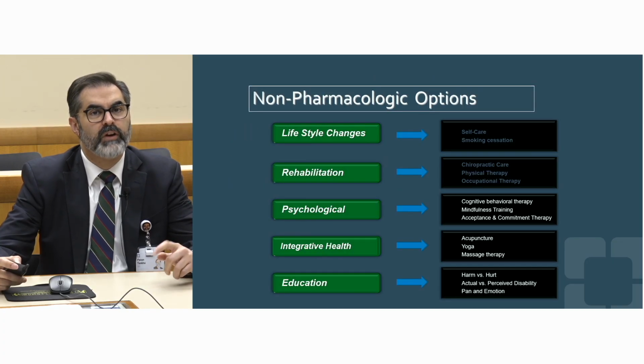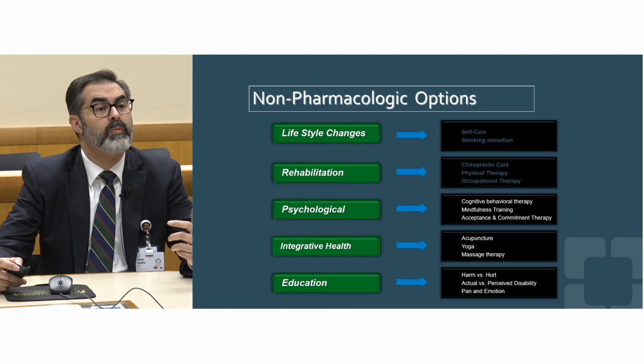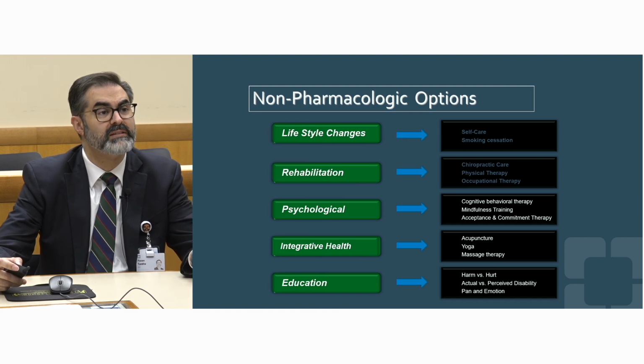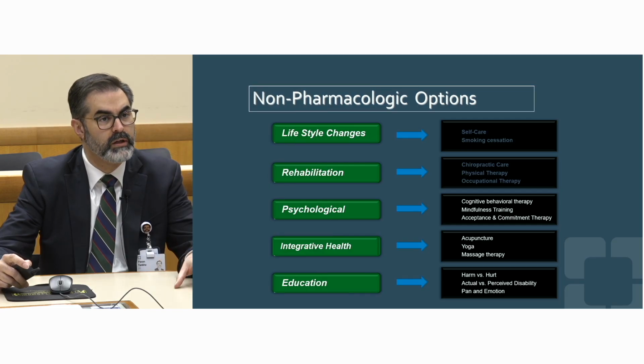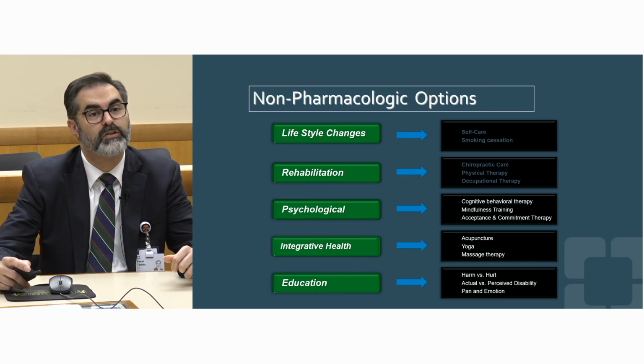There are a number of different non-pharmacologic options as well. Again, in addition to the lifestyle changes with self-care, smoking cessation, there are different rehabilitation options, psychological options, integrative options, acupuncture, yoga, tai chi, massage, as well as pain education. What's the difference between harm and hurt? Actual and perceived disability, and pain and emotion. As I like to tell a lot of my patients, pain and emotion are processed in the same area of the brain. They're essentially two sides of the same coin, so we need to understand both in order to get patients the best quality of life.